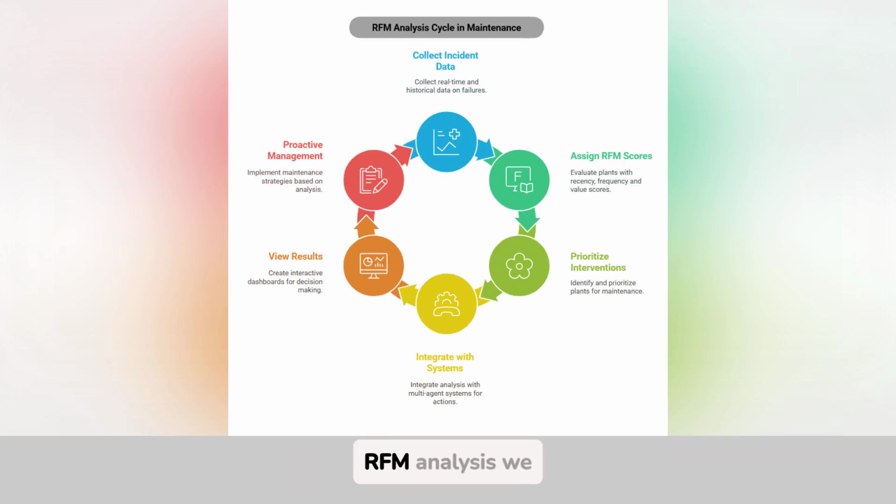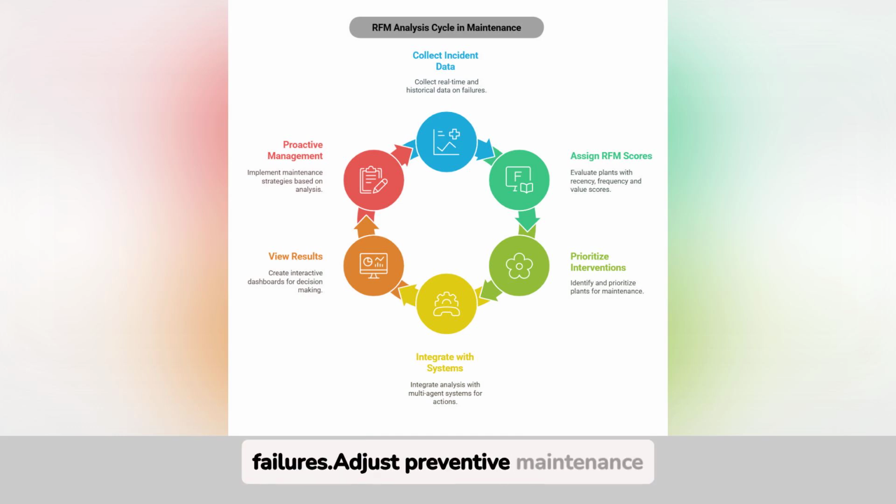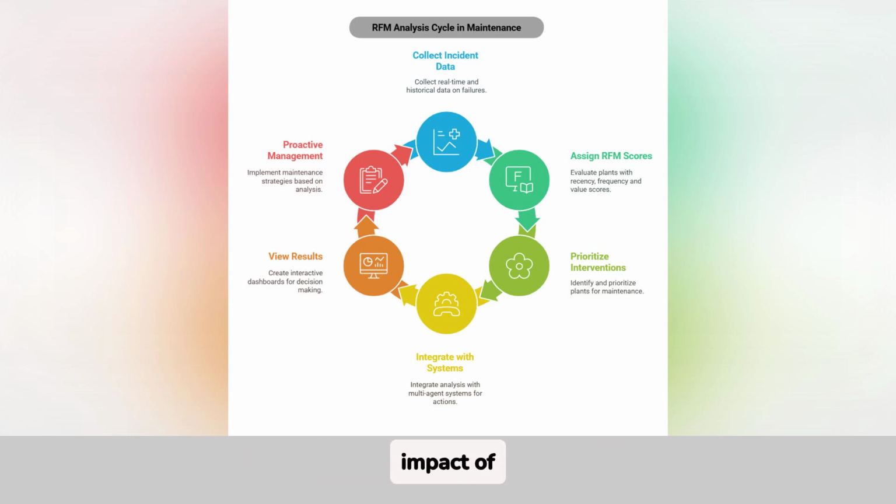Correct. With RFM analysis, we can prioritize interventions in those plants that present a higher risk of recurring failures. Adjust preventive maintenance programs according to the criticality and economic impact of incidents. Identify trends and, based on them, implement improvements in operational processes and equipment management. Implement a more efficient allocation of human and material resources, ensuring that maintenance teams are available where they are needed. Analyze the effectiveness of preventive strategies and adjust action plans according to the results obtained.